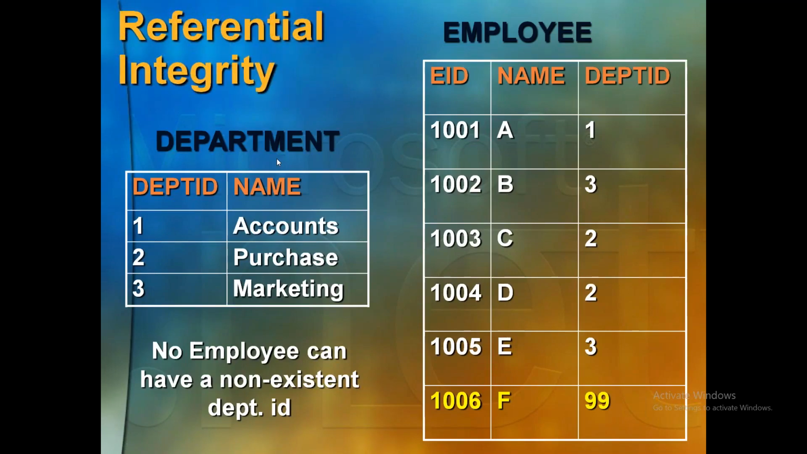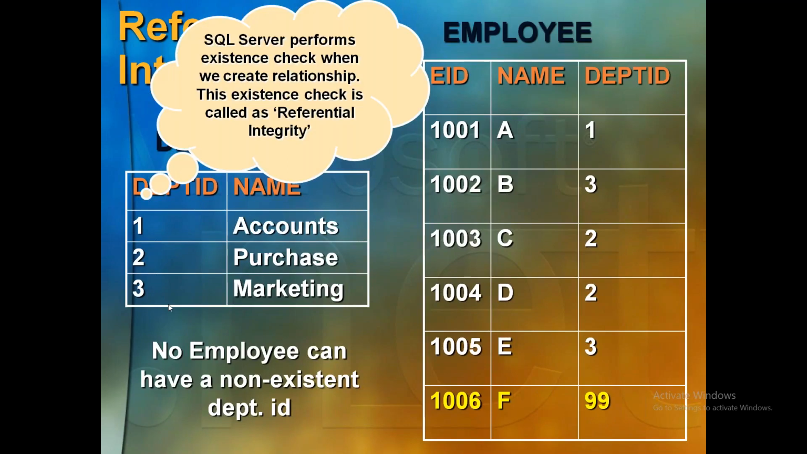Integrity means correctness. So by referring to the parent table, SQL Server is going to be ensuring whether the value that has been provided by the end user exists in this table or not. Clear? SQL Server performs an existence check when we create a relationship with the help of a primary key and foreign key. This existence check is called referential integrity. You will get a foreign key violation error.